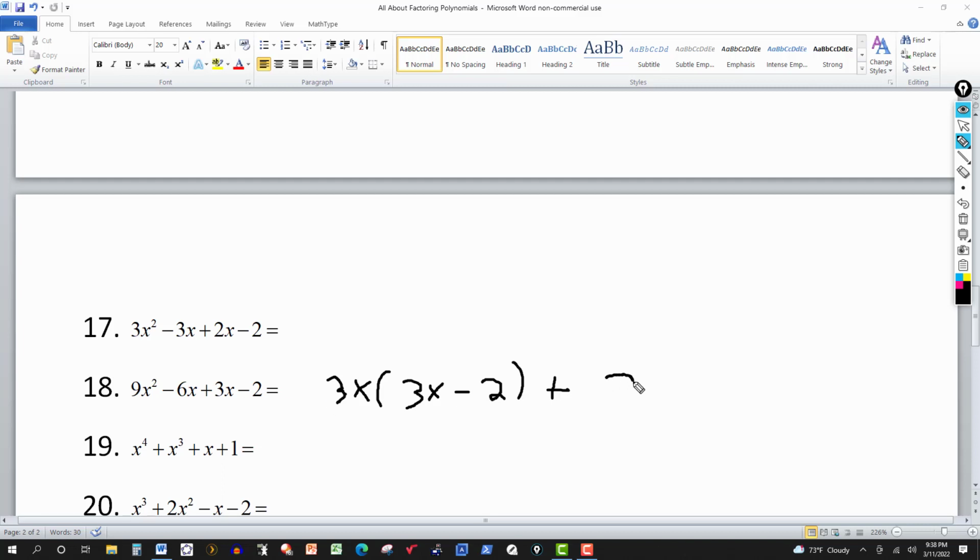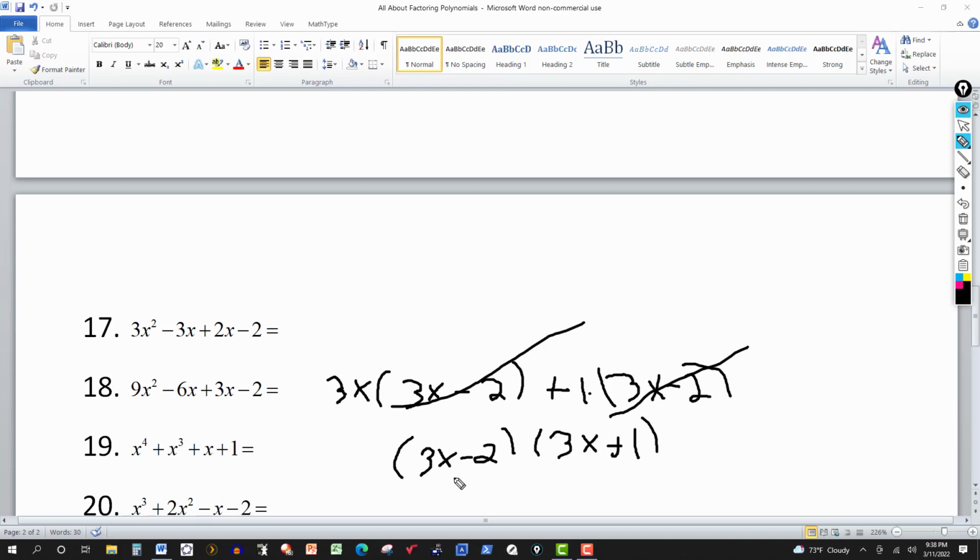So let me write it this way. 3x minus 2 can be written as 3x minus 2 times 1. Now we take out the 3x minus 2 from both groups. The common factor is 3x minus 2 here. Put it in parentheses. What's left? We're taking this out and we're taking this out. We have left 3x plus 1. So for number 18, factor into 3x minus 2 and 3x plus 1.